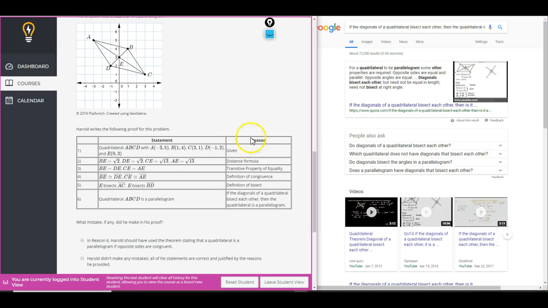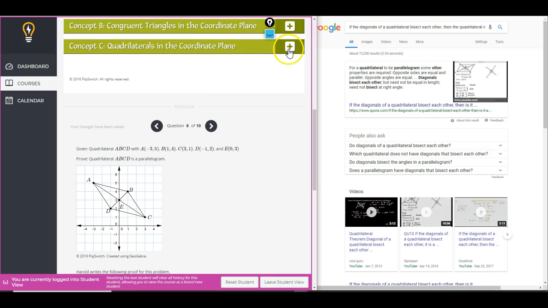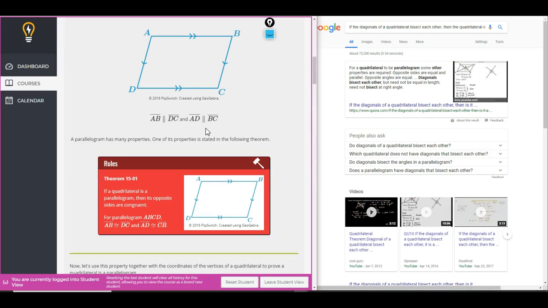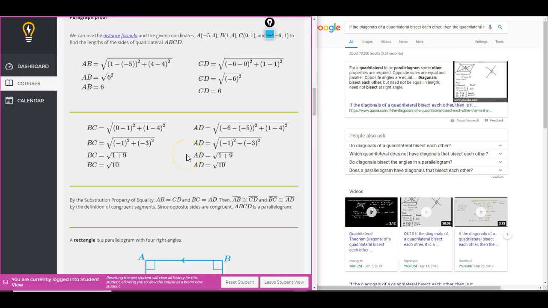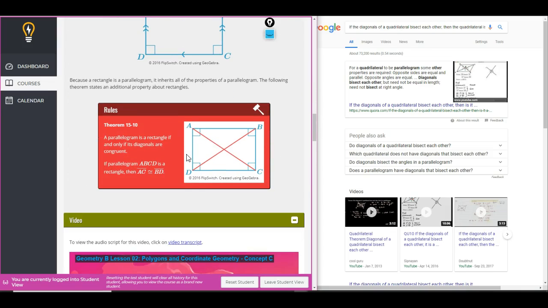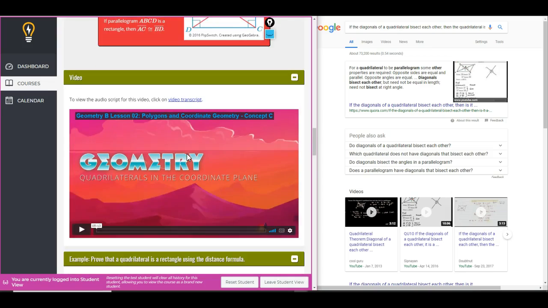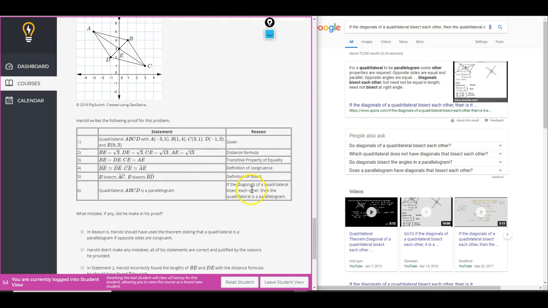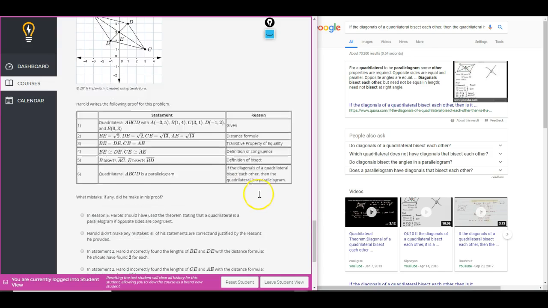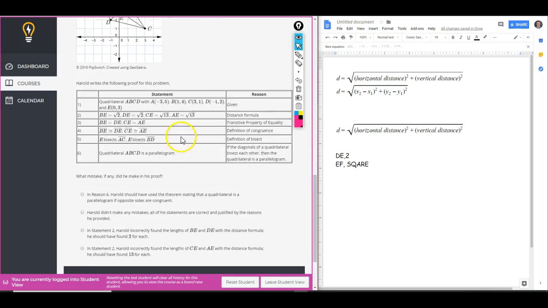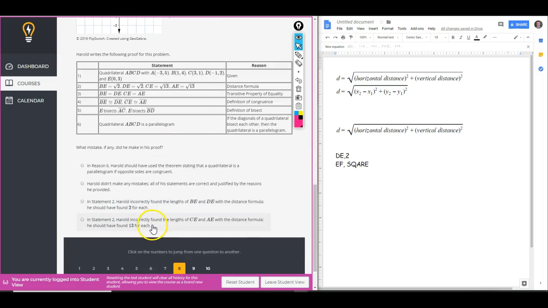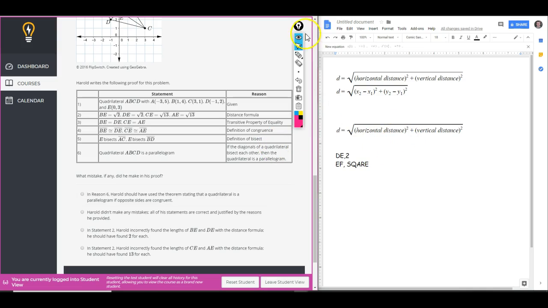I'm not sure why it is not listed in our quadrilaterals in the coordinate plane. Maybe I just scanned too fast and did not find it. So that could be a possibility. So that is true. So now that we know that is true, did Harold make any mistake? All of his statements are correct and justified by the reasons provided. To eliminate the option that it should have been 2 or it should have been 13, we would just use the distance formula.